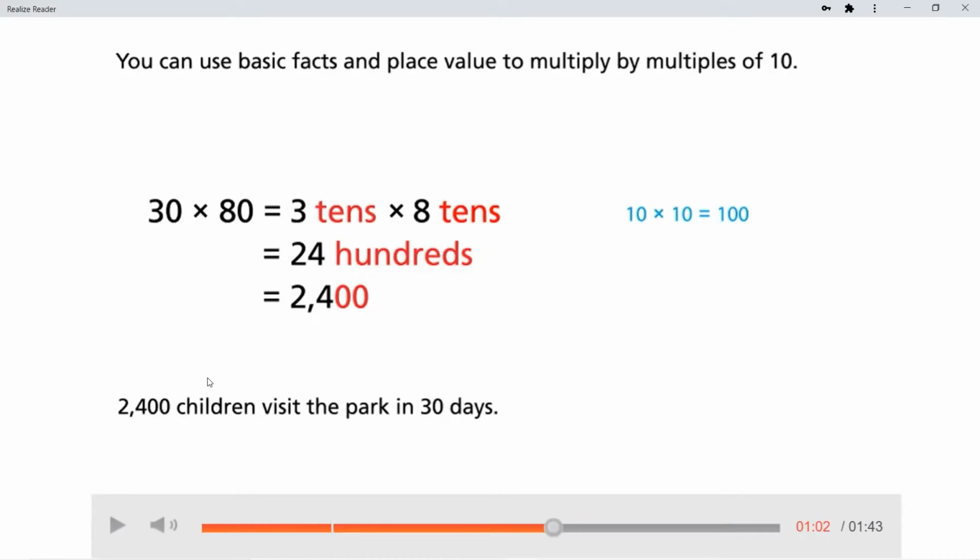All right, now pay attention to what we did here. We did our basic facts. We did our 3 times 8 and found our answer is 24. And since each one is a group of tens, that means 10 times 10 is going to give us 100. So that's why our answer became 24 hundreds. There were 2 zeros that we had removed when we did our basic facts, so we put those 2 zeros back into our answer.